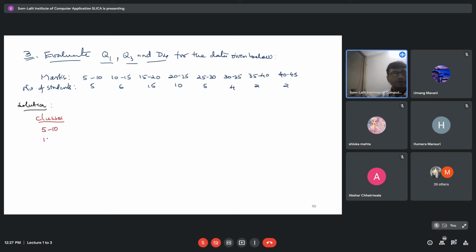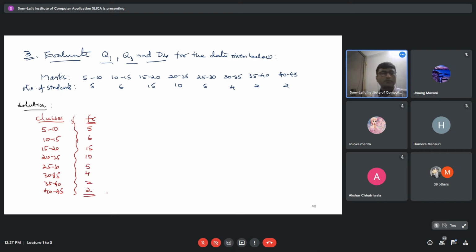So we are given this class values. I'll rewrite here. What about F5 values? That is 5, 6, 15, then 10, then 5, then 4, then 2 and 2. So what is this sum? How much? 49.